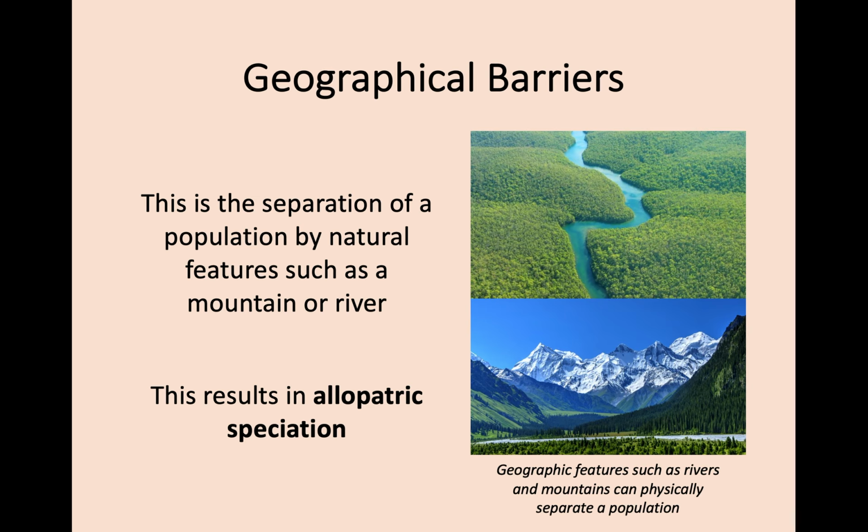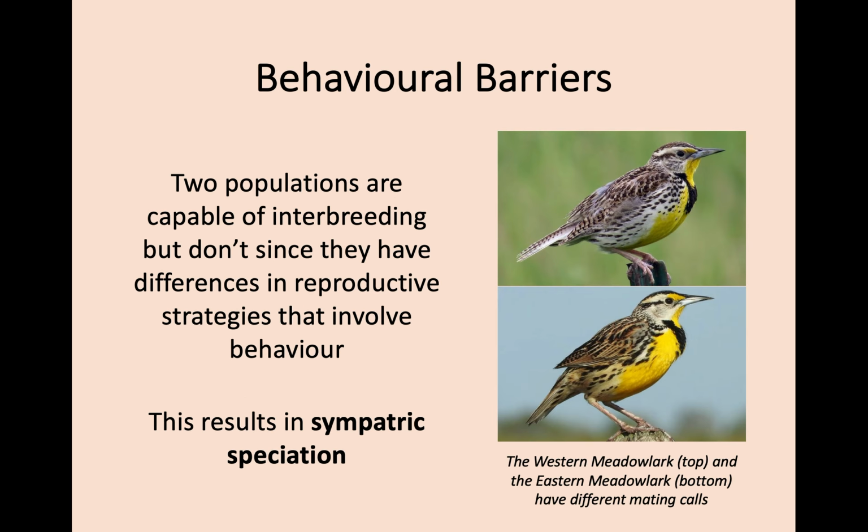So a geographical barrier is more of your classical idea of speciation. It's something we discussed quite a lot in National 5. So any feature like a river or a mountain range. The main thing with geographical barriers is that they physically separate a population. There's a physical divide between them. So this is separation of a population by natural features, and it results in something called allopatric speciation. There are two forms of speciation we're going to look at. The first one is allopatric, but we'll come back to that after the barriers, so don't worry about that just now. Just try and remember that geographical barriers result in allopatric speciation.